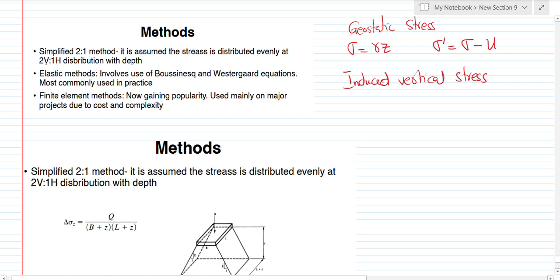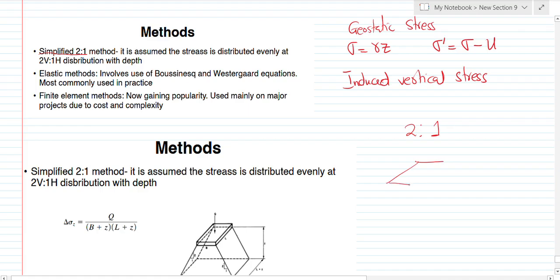So the method that we are going to talk about is the simplified 2:1 method. Now, in this method, what it is simply saying is that, for example, you know that every structure, the weights of the structures are distributed, and eventually it is the foundation that is going to bear the load, and the foundation is going to transmit the load to the soil.